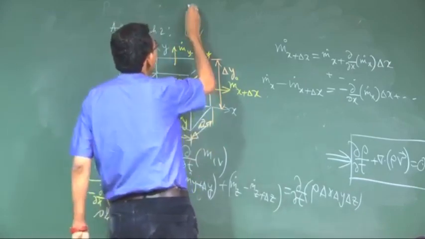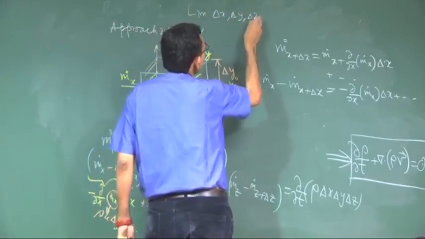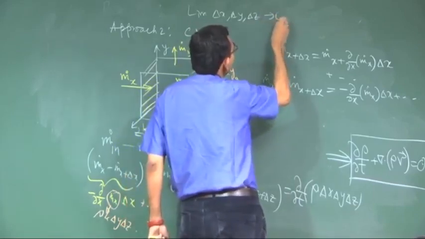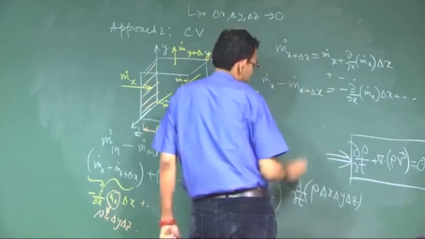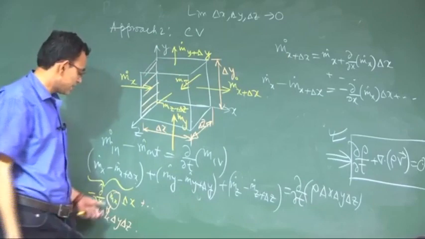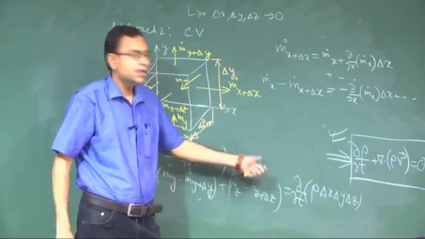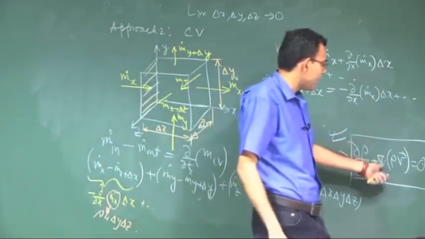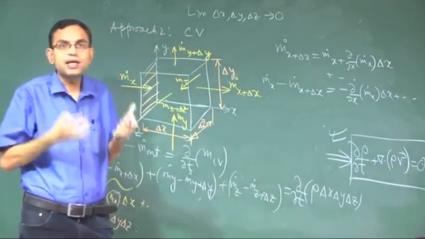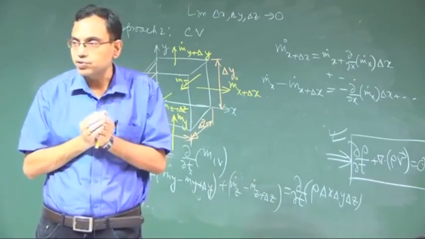So, when you take the limit as delta x, delta y, delta z all tending to 0 and also delta t, then you are left with this equation only, because del del x of rho u plus del del y of rho v plus del del z of rho w summarily is divergence of rho into v. Okay. So, the same equation we have seen how it can be derived from control mass and control volume approach.